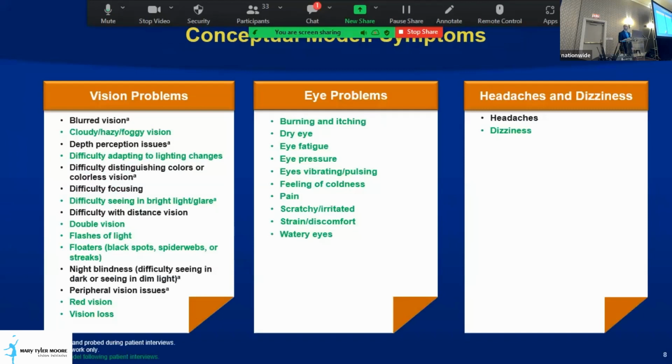Our final conceptual model included 3 domains, including symptoms, impacts, and managing the disease. There's a lot of information on this slide and the ones that follow. But for now, you'll note that the ones highlighted in green were added to the conceptual model following our patient interviews. So we can note that red vision and dizziness were not previously associated with PDR, but were reported by our patients. There are also a variety of eye problems that were reported by our patients, as you'll see in the list in the middle there, that were not previously reported.